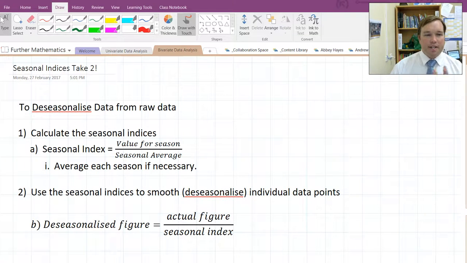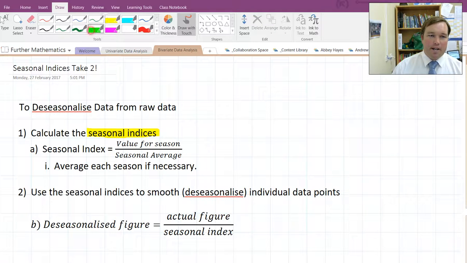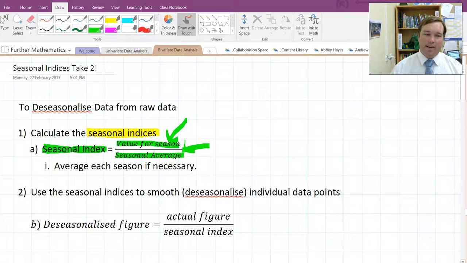Alright, so to deseasonalize data from raw data takes several steps. Firstly, we need to calculate the seasonal indices. Seasonal indices come first, and we do this by saying a seasonal index is equal to the value for the season divided by the seasonal average. So in terms of years, we would do the value for the quarter or the month divided by the average for each quarter or each month of that year. Over multiple years, we may need to average if necessary, and we'll see that below.